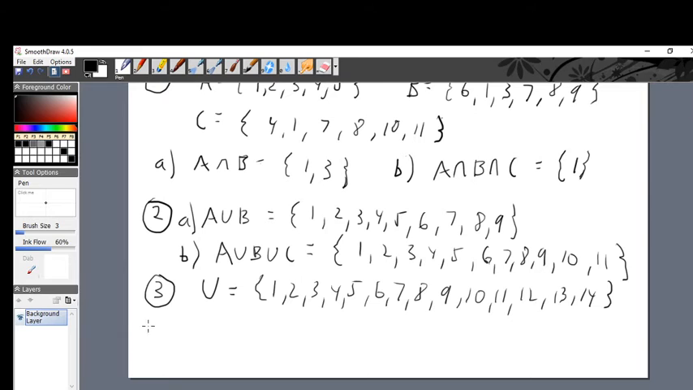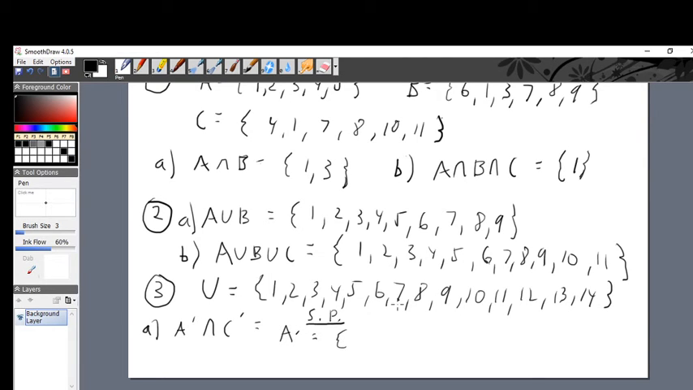Here comes the next question. 3A. Put it over here. A prime intersect C prime. Now it gets a little bit more complicated. Now we got to deal a little bit with scrap paper. All right, so on my scrap paper, it's not the final answer. On my scrap paper right over here, let's figure out what's A prime.